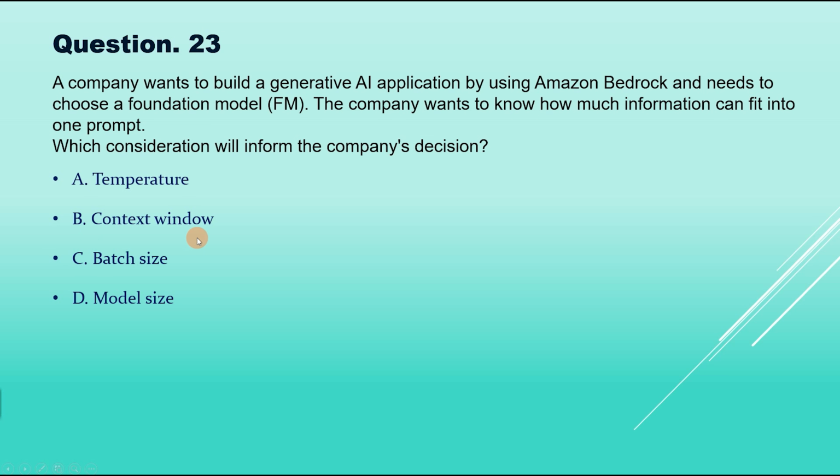The correct answer here will be option B, context window, because the context window of a foundation model determines how much information can fit into one prompt. So, it may refer to the maximum number of tokens, words, characters or subwords that the model can process in a single input prompt, including the input and the output combined. So, the context window determines how much information can fit into one prompt, and the answer due to this reason is option B.